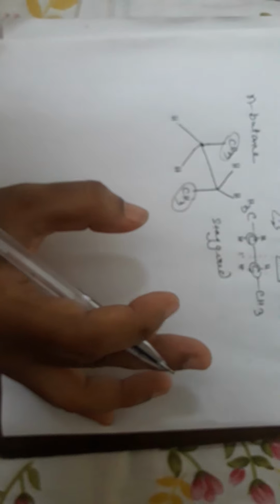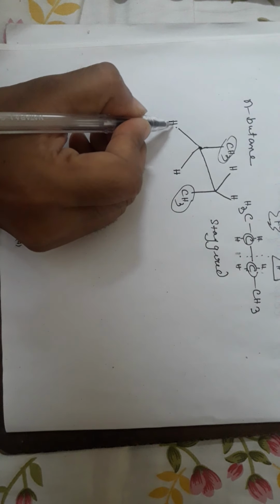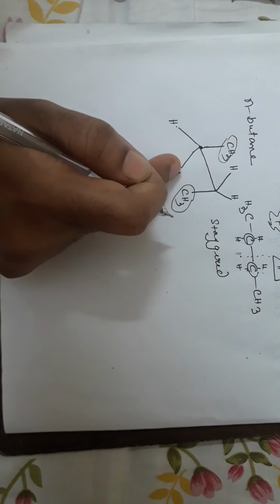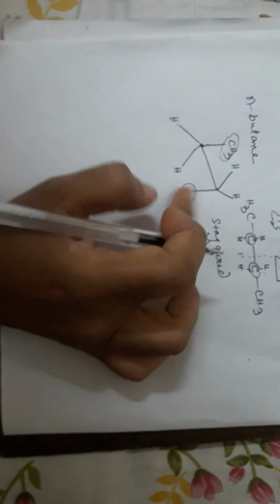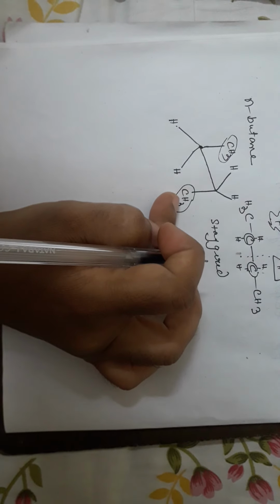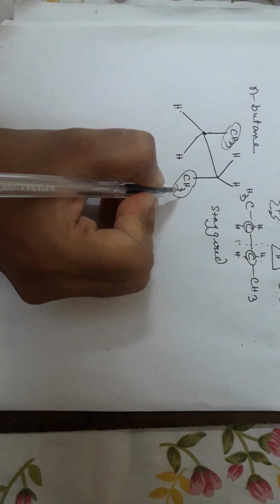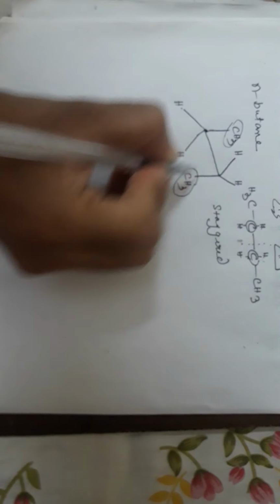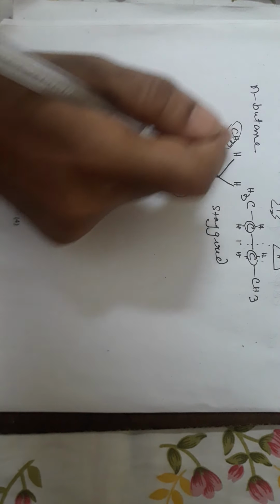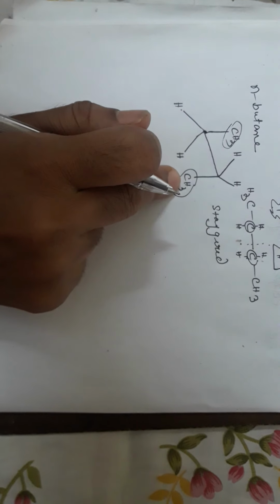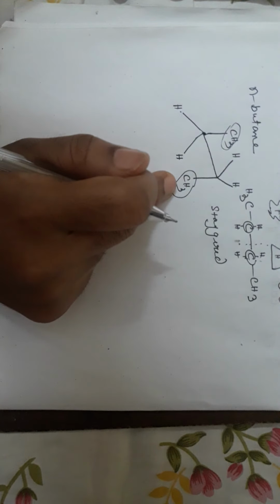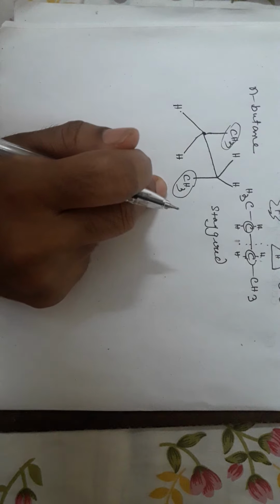No problem if you draw it with hydrogen here and CH3 here, it may be. So by rotation you can predict what will be the position of these groups in the conformation. So there is no problem. It is actually the anti-conformation because these groups are farthest away, as far as possible. So it is the minimum energy conformation. So it is actually anti-conformation.